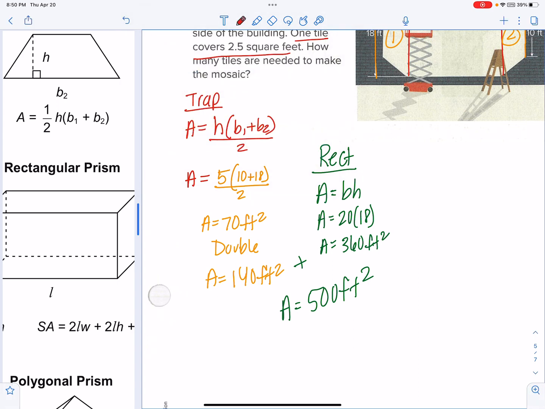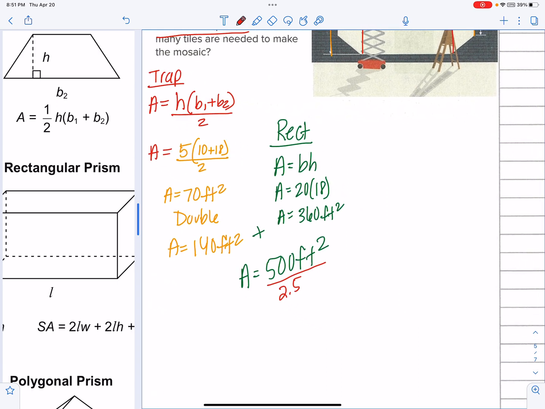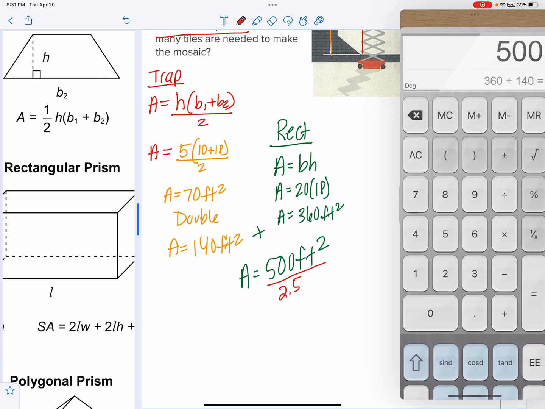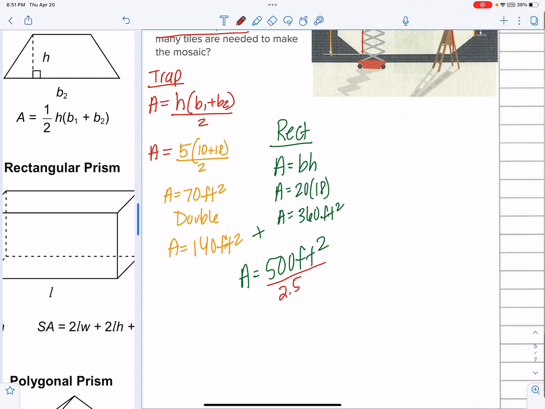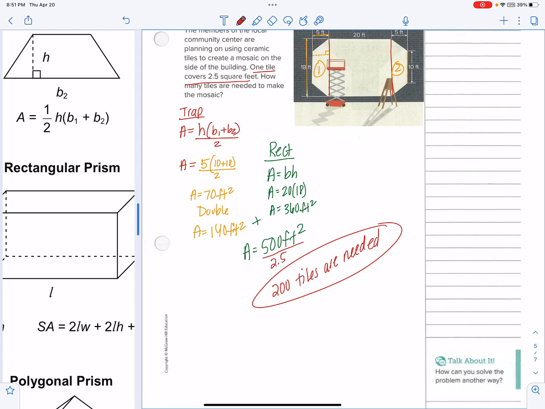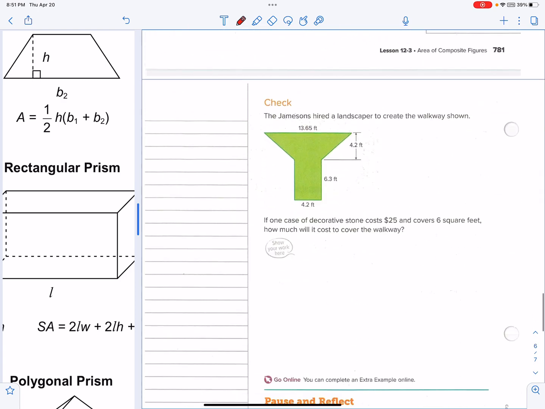But anyway, that's what they chose. So let's divide this whole thing by 2.5 and figure out how many tiles we actually need. If we take our 500 and divide by 2.5 square foot tiles, we end up with 200 tiles needed. So just be careful about life application problems like this. They are doing that to try to trick you.